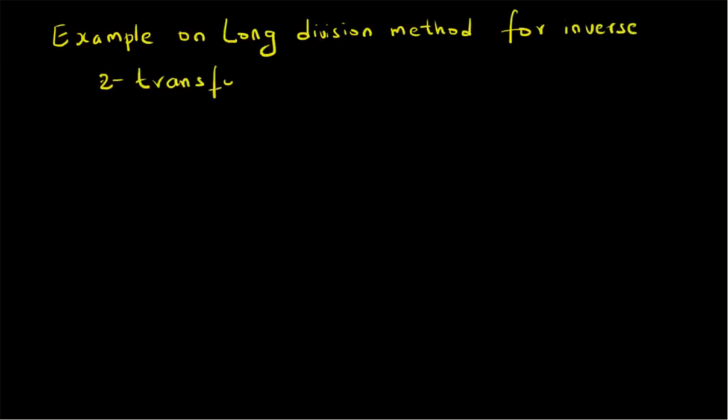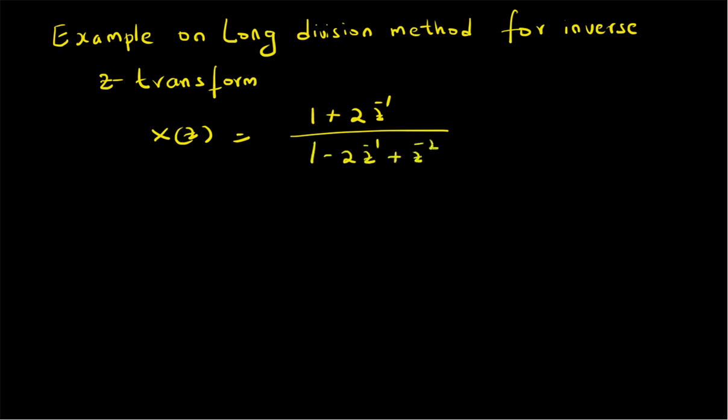Hello, welcome. In this short video, let us look at an example illustrating the long division method for finding the inverse Z transform. So given the following Z transform, X of z is equal to (1 plus 2 Z inverse) upon (1 minus 2 Z inverse plus Z power minus 2).